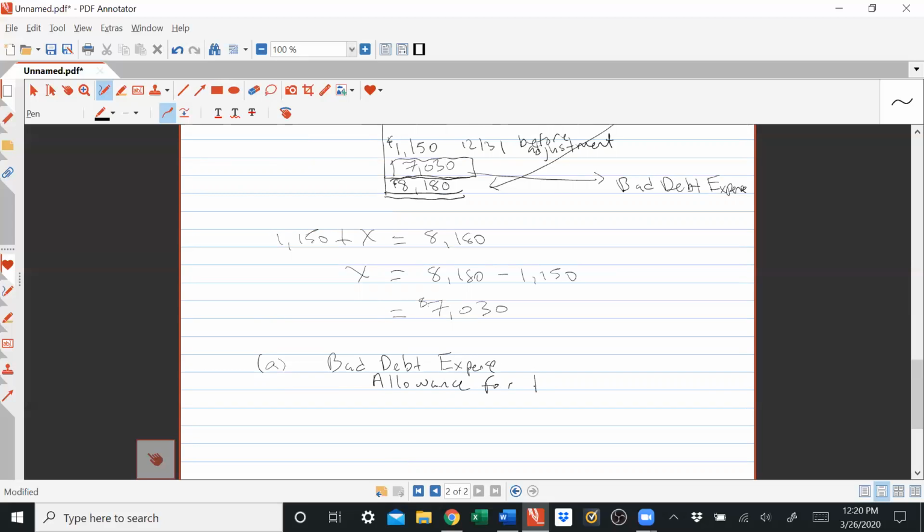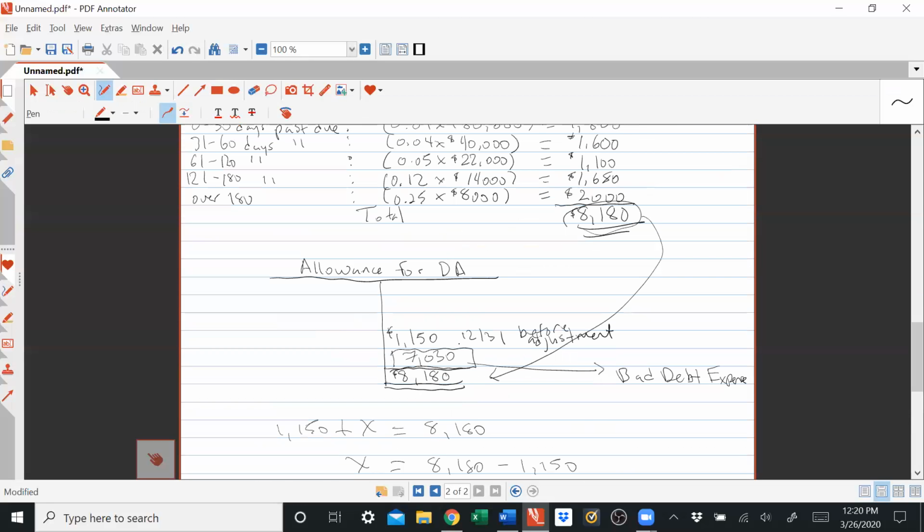It's just the amount that differs between if you use the percentage of sales approach versus if you use the aging schedule approach. The aging schedule approach, in this particular problem, this would be the journal entry for this amount. Where did this amount come from? It came from us doing these steps up here.